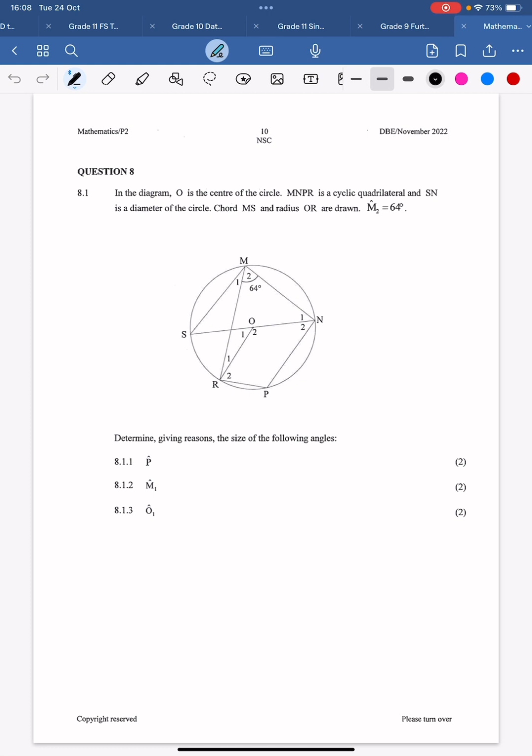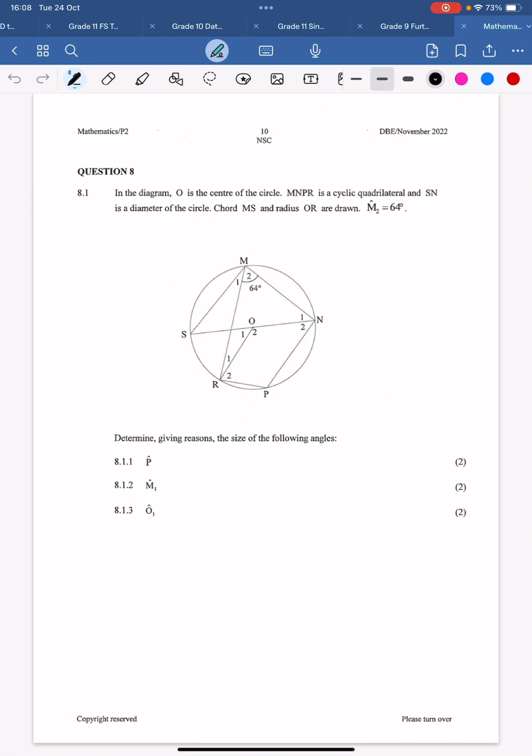Now, before I start reading through the information, it is important to note that in the Euclidean geometry section of the paper, they always start off with nice, easy questions. So the first question here, 8.1 in this case, is really work that we can do quite easily. If you know your theorems, if you know your reasons, you can easily get full marks for this. Last year it was only 6 marks, but that's better than nothing.